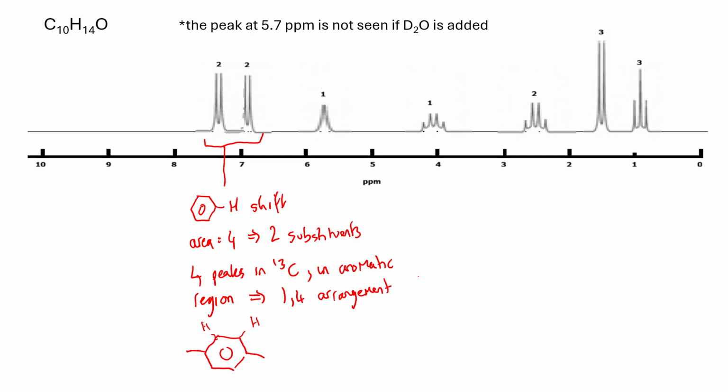Okay, so now we have to start working out what's going on with the rest of these peaks so that we can work out what the other 2 substituents are. So let's pick one peak and start from there. If we choose this one, it has an area of 3. So we can say that this peak has an area of 3, which means that there are 3 hydrogens. So it's likely to be a methyl group.